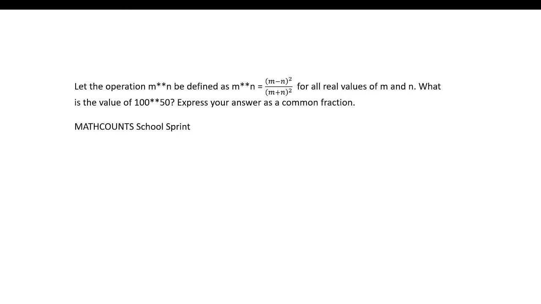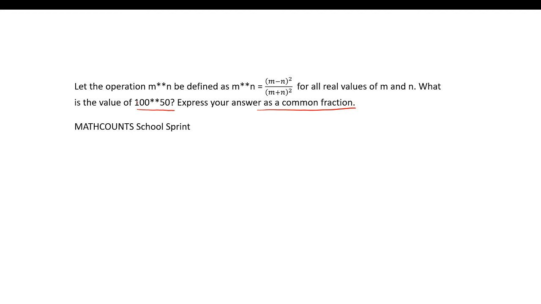Let the operation m asterisk n be defined as m asterisk n equals m minus n, entire thing squared, divided by m plus n, square the entire binomial, for all real values of m and n. What is the value of 100 asterisk 50? Expressing our answer as a common fraction. We have our function defined. 100 asterisk 50. Let's plug in our values. Let m is equal to 100 and set n is equal to 50.